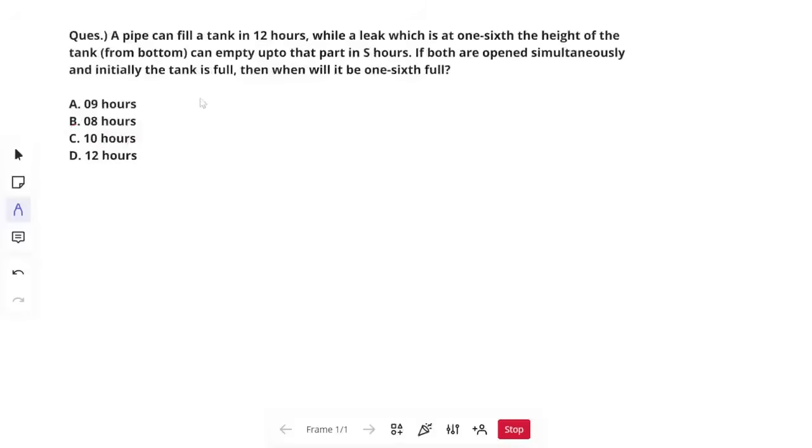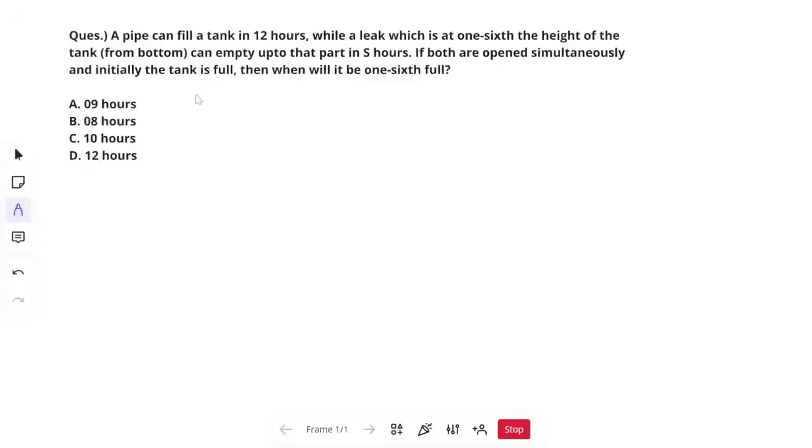Let's look at this question. A pipe can fill a tank in 12 hours while a leak, which is at 1/6 of the height of the tank, can empty that part in S hours. If both are opened simultaneously and initially the tank is full, then when will the tank be 1/6 full? We have options as 9 hours, 8 hours, 10 hours and 12 hours.